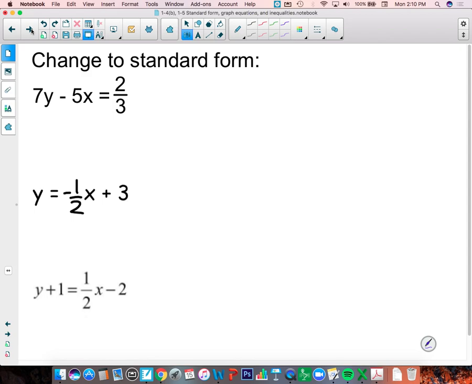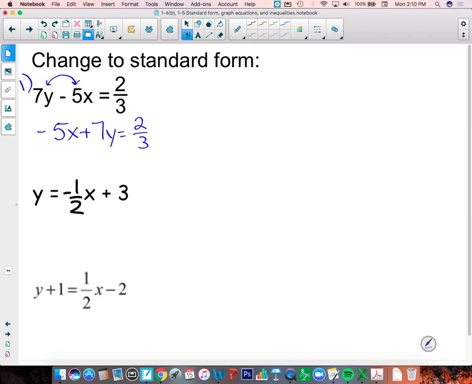All right, so looking at number 1 here, we have 7y minus 5x equals 2/3. We have a couple rules being broken here. X is not first, so that's the first thing we can look at. We can switch these two around by the commutative property, but remember, if you see a negative in front of a number or a subtraction sign like that, that is a negative. So when you flip it around, that negative has to tag along with it. So it's negative 5x plus 7y equals 2/3.